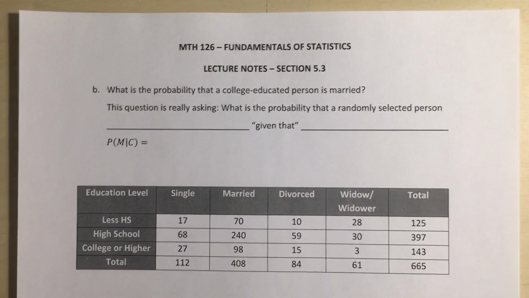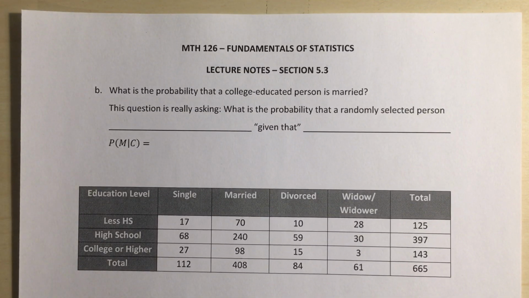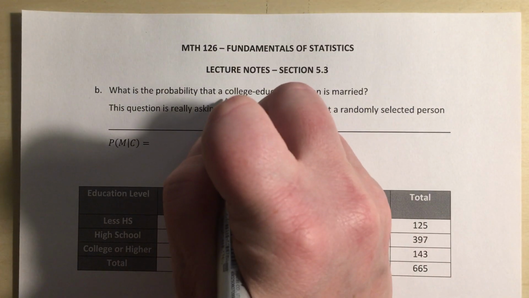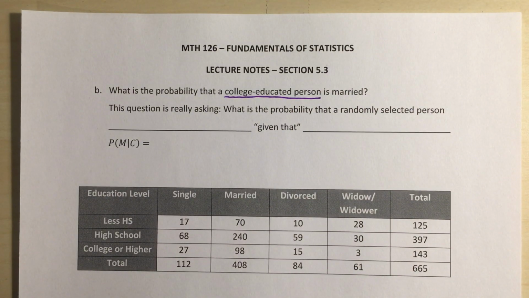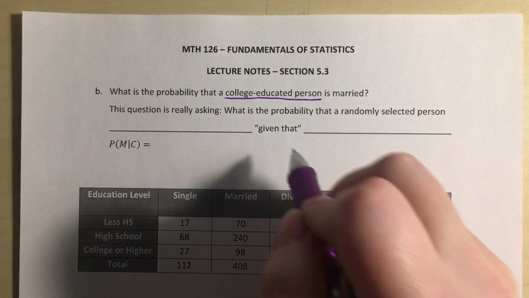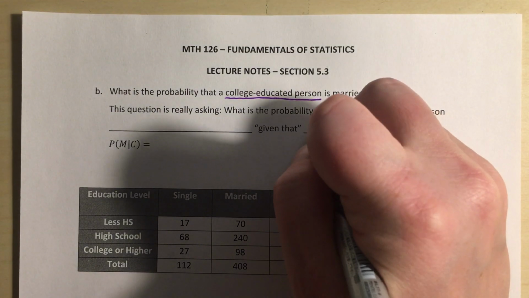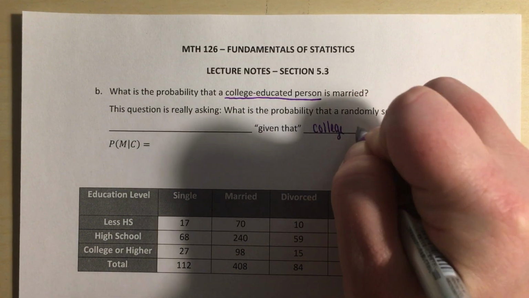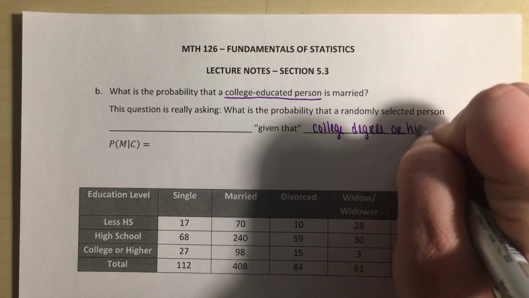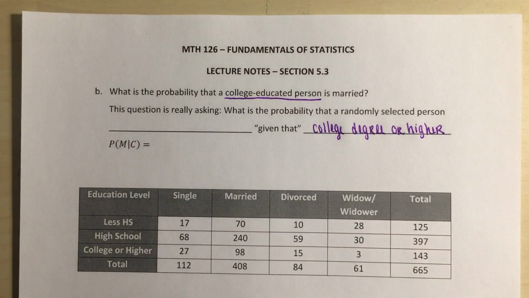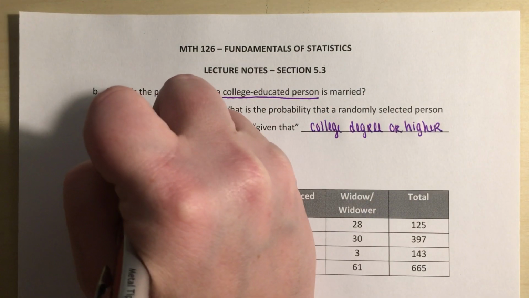All right, for B, what is the probability that a college-educated person is married? So in this case, the group that we're restricting ourselves to is someone that is college educated. This group that we're restricting to is the portion that we are given. So we are given that they have a college degree or higher. And what we are being asked about is the probability that the person is married.